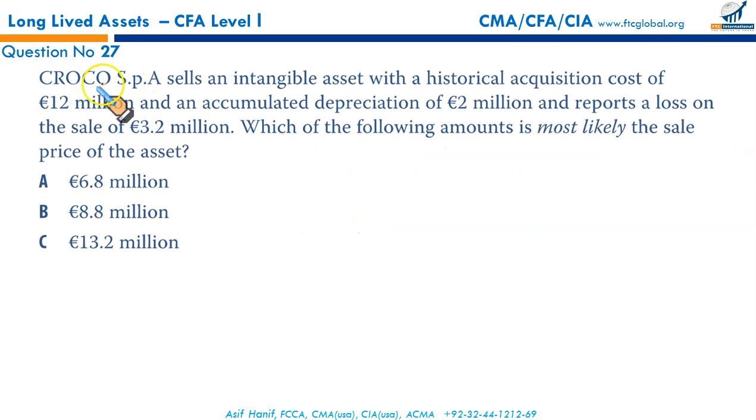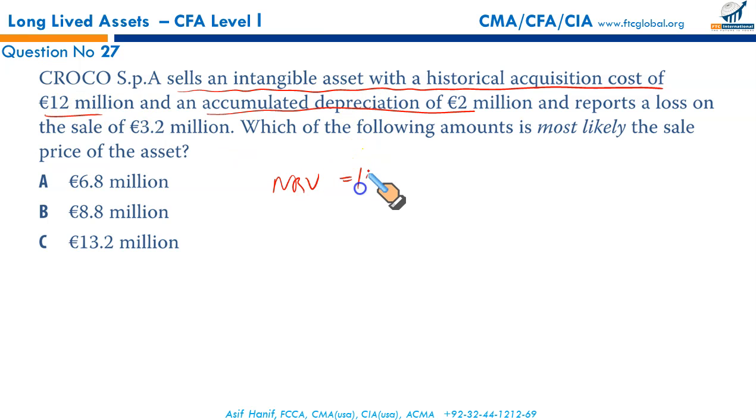Next, Crocos sells an intangible asset with a historical acquisition cost of 12 million and accumulated depreciation of 2 million, which means the net book value was 12 minus 2, 10 million, and reports a loss on sale of 3.2. There is a loss on disposal, and this loss is 3.2 million euros. Which of the following amounts is most likely the sale price of the asset, or the disposal proceeds?